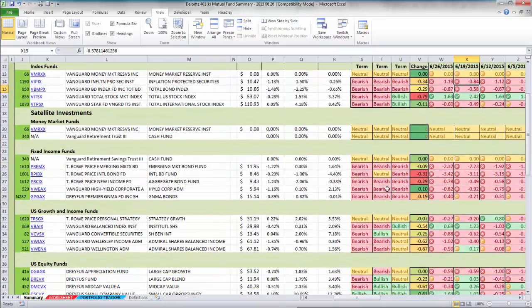So it gives you an idea of the trend and changes in trends. As we scroll down this, we can see that the fixed income section has an awful lot of red. And judging by the top, we have 6 red lights here. So it's a very bearish sign for the fixed income funds.